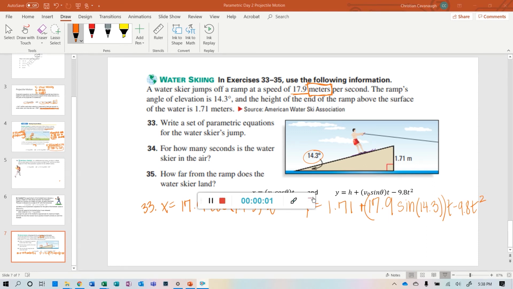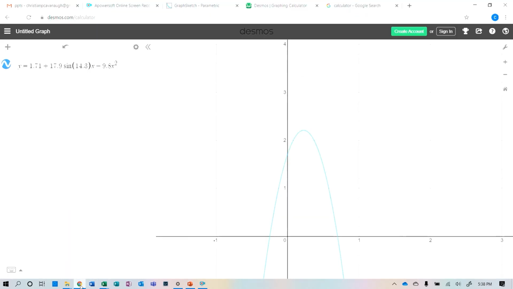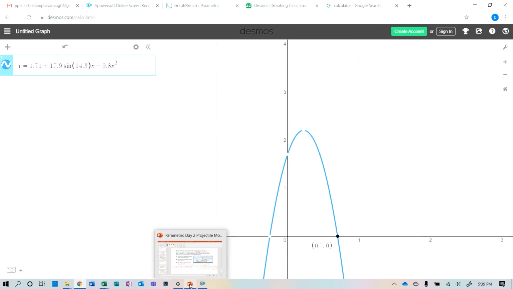So in number 34, it wants to know how many seconds the water skier is in the air. So if he is no longer in the air, that indicates he has hit the water, which would make his height 0. So this is the situation where you want to set this y equation equal to 0. So I went ahead and put it in Desmos for us. Here's our equation. And I just need to find where y equals 0, which is right here at 0.70. So for how long is the water skier in the air? He's in the air for about 0.7 seconds.